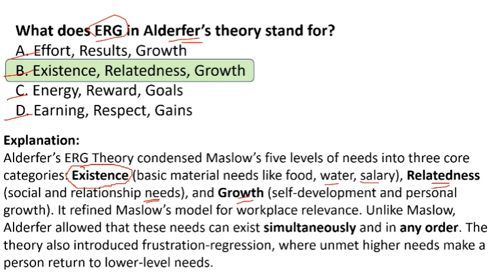See, it refined Maslow's model for workplace relevance. Unlike Maslow, Alderfer allowed that these needs can exist simultaneously and in any order. Right? Basically it is quite similar to Maslow's theory of needs, but it is a refined version of that. That is what Alderfer's theory is about. Clear? So remember that ERG means existence, relatedness, and growth.